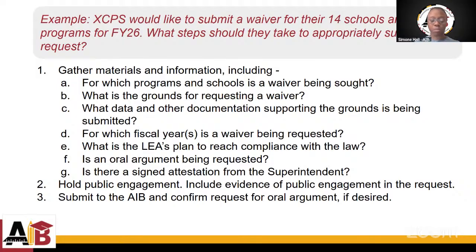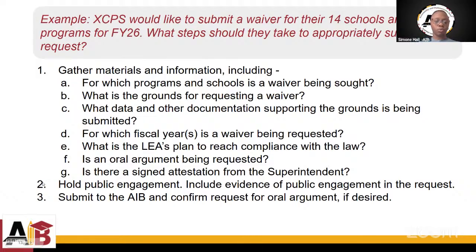So I came up with XCPS. So there's a district, XCPS, that would like to submit a waiver for their 14 schools, all programs, and for fiscal year 2026. So what steps should they take to appropriately submit their request?